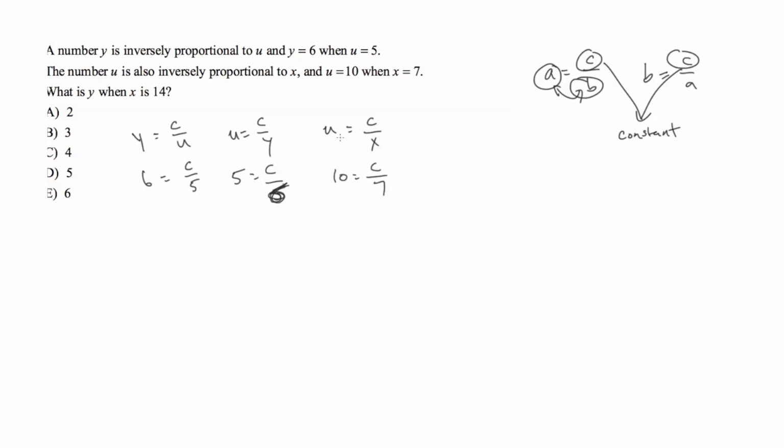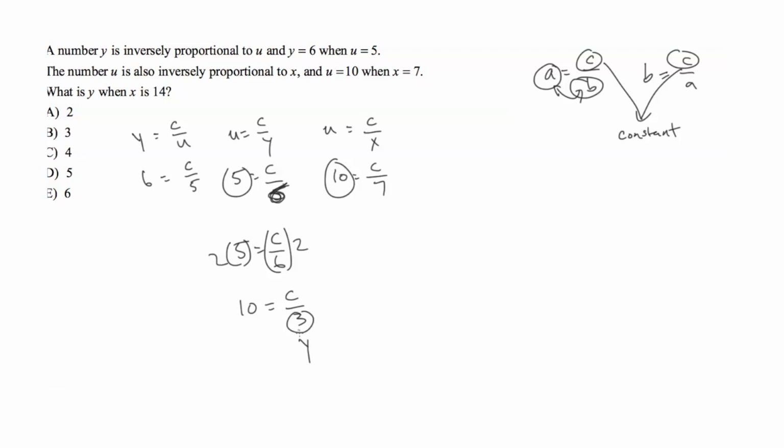So now let's take a look at what we have. We have u equals c over y and u equals c over x. What we want to do is make these uniform. So we can either make this a 5 or make this a 10. I tend to think that this is easier. So we have 5 is equal to c over 6. I'm going to multiply this side times 2, which means I have to do the same on this side. We have 10 is equal to c over 3.